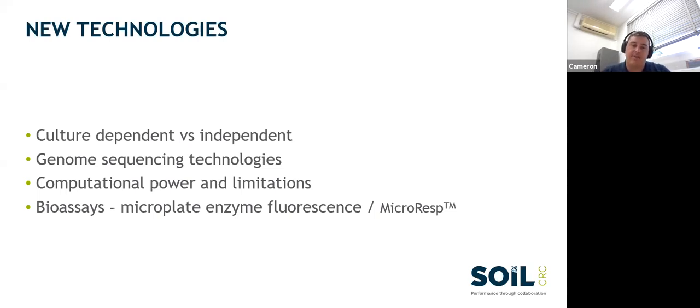So there are bioassays now that exist where you can literally take a section of soil and quickly run it on a microplate, or there's a box called MicroResp, and that basically will tell you if the microbes in that soil are respiring. So if they're doing their job, if they're functioning, as I showed you earlier, they're producing that CO2. MicroResp can calculate how much CO2 is being produced.